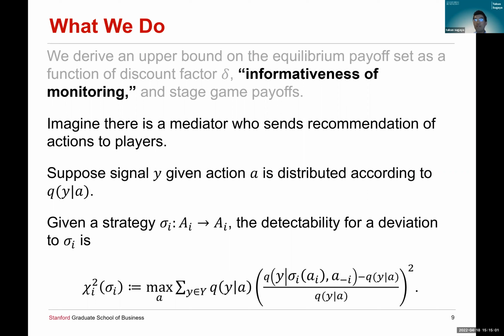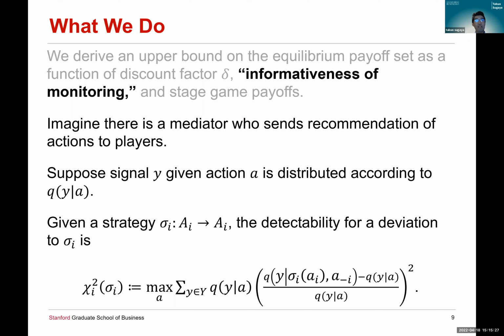On the one hand, it's a little bit of a limitation of the upper bound, because we don't take into account how precisely the signal is distributed among players. But at the same time, since we look at the overall available information for the community of the players, it still makes sense economically and allows us to derive a useful upper bound.